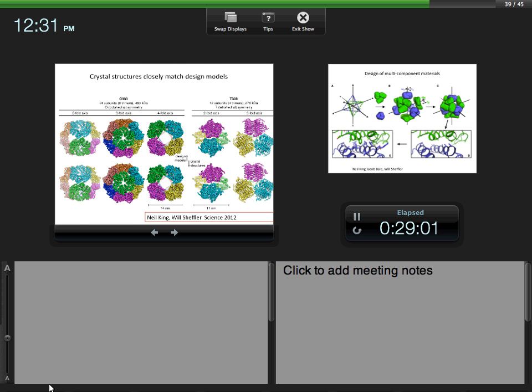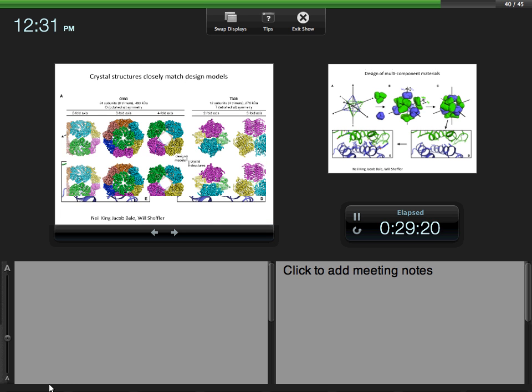And this just shows another picture of the designs compared to the models down here, just looking down the symmetry axes of this polyhedron. And this is another design of Neil's that's a tetrahedron. Again, looking down the design models and then the crystal structures.